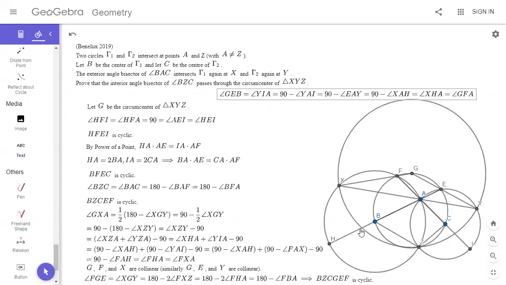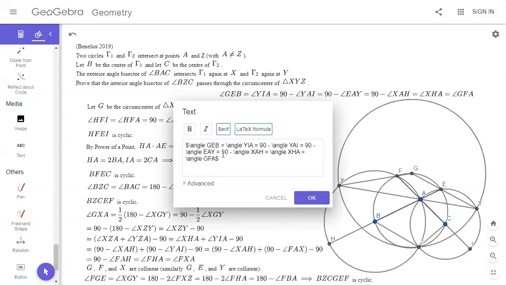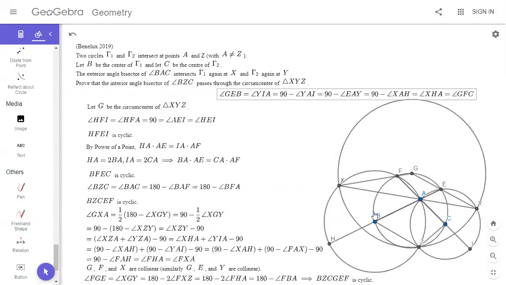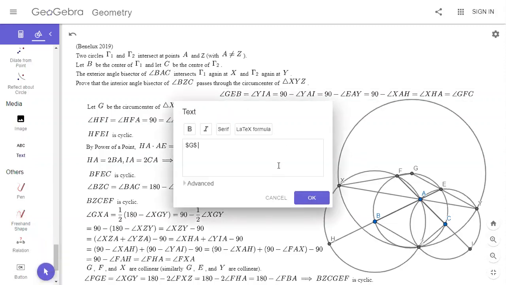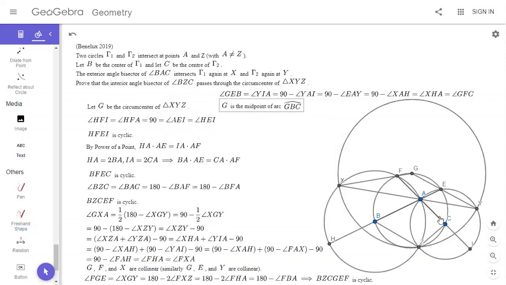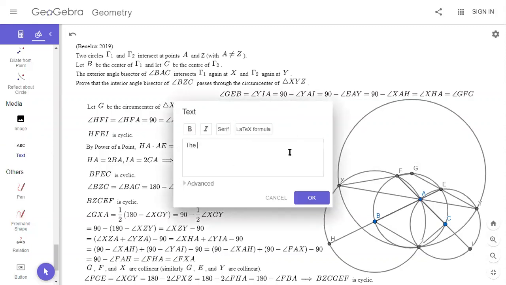So if angle GEB is equal to angle GFC, I'll just call it GFC instead of GFA, then that means that arc GB is equal to arc GC. So basically that means G is the midpoint of arc BGC. And that means that since this is cyclic, the bisector BZC passes through G, which solves the problem.